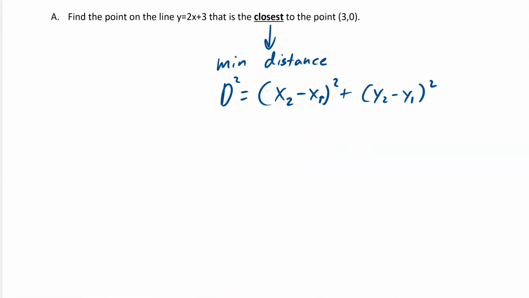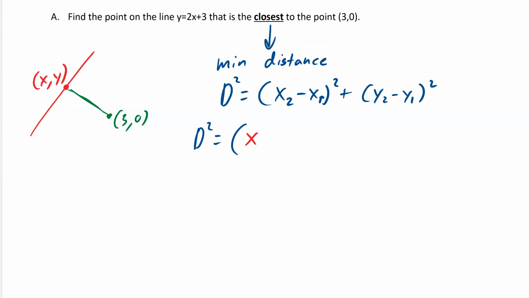So if we take that picture that we just had there, we draw our line and we draw our point, what we can do is label this point on here x, comma, y. And then now we can plug those in and that will give us our distance that we're looking for. So d squared equals, and then this would be x take away 3, squared, plus y take away 0.